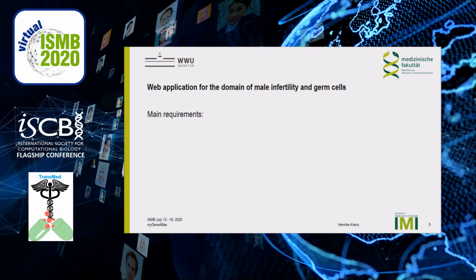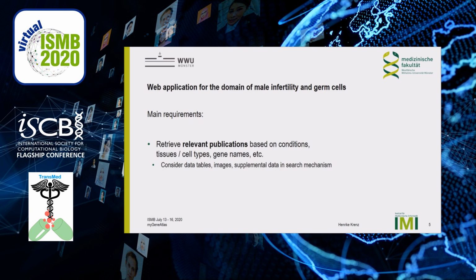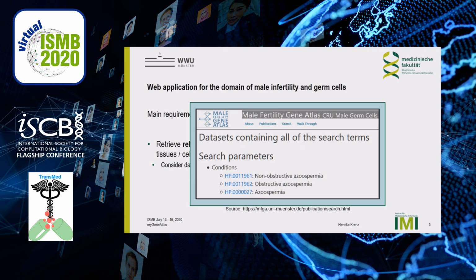For this application, we had two main requirements. The first requirement is that relevant publications should be retrievable based on conditions, tissues, cell types, gene names, and some other search terms that should be specified by the user. Most importantly, data tables, images, and supplemental data of publications should be searched for mentioning of the search terms as well. This is an example screenshot for searching the MFGA database for the conditions azoospermia, obstructive azoospermia, and non-obstructive azoospermia.